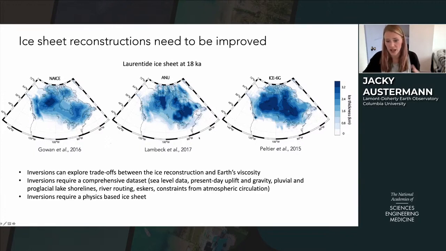So beyond sea level data and present day constraints, there are pluvial and proglacial lakes all around here that have tilted shorelines that we can use. People have used river routing across here, across here, across here, that tell us something about the GIA signal. Could use eskers to constrain the subglacial hydrology of the Laurentide ice sheets. People have also used constraints from atmospheric circulation. So it's an eclectic set of constraints, but bringing those together, not just with a handmade ice model, but with a physics-based ice model, would really push this field forward significantly. And I should say, there are people who are doing this, and that's great.